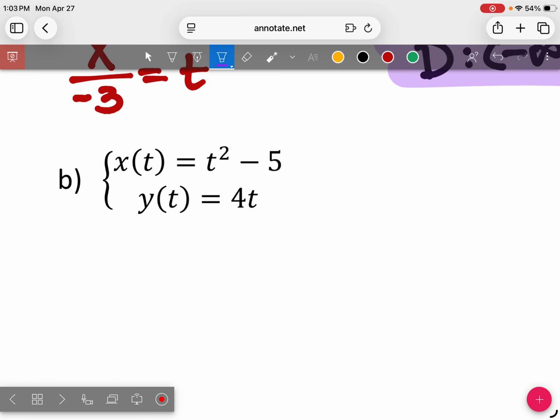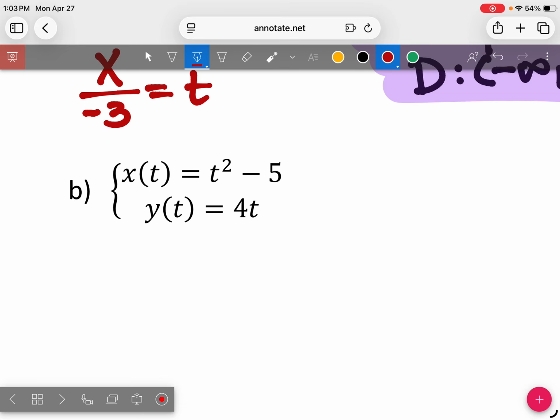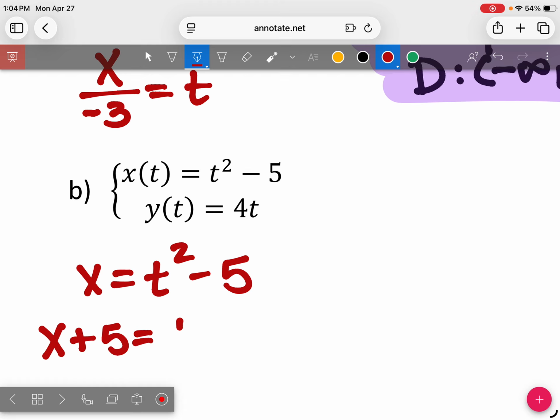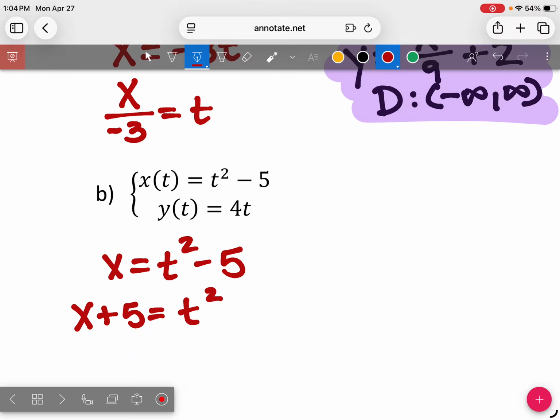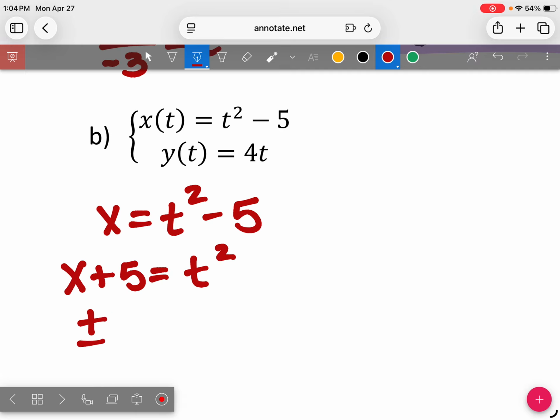Same thing. So we have x equals t squared minus 5. To solve for t, first I have to get rid of the -5, which means I have to add the 5. And then I take the square root. So I have plus or minus the square root of x plus 5 equals t.